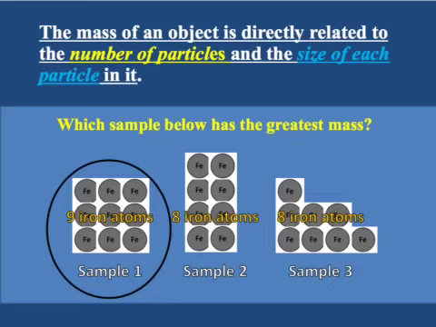So again, what is the mass of a sample of substance related to? It's related to two things. The first thing is the number of particles and the second is the size of each particle. So that's number 1 and 2 on your note sheet: the number of particles and the size of each particle.